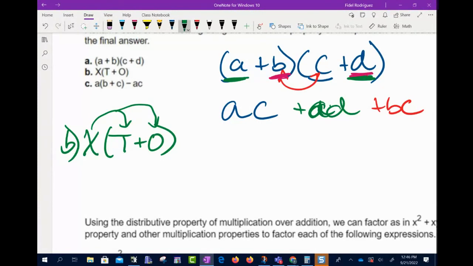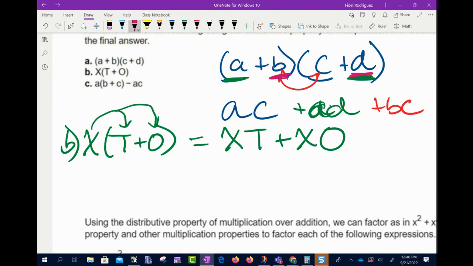All right, so again, I'm going to use the distributive property. I'm just going to multiply this x times each of those pieces. So that's going to give me an xt plus an xo. And again, all I'm trying to do here, y'all, is I'm trying to remove my parentheses, okay?